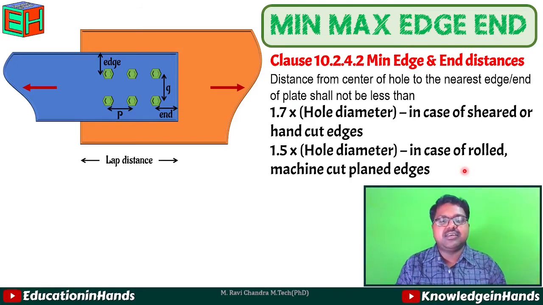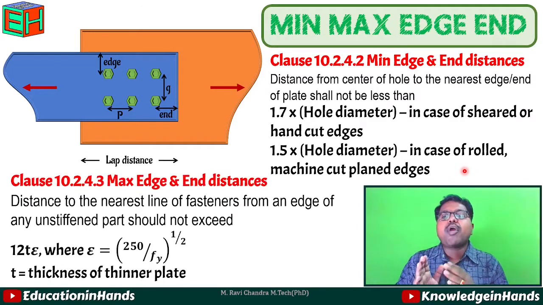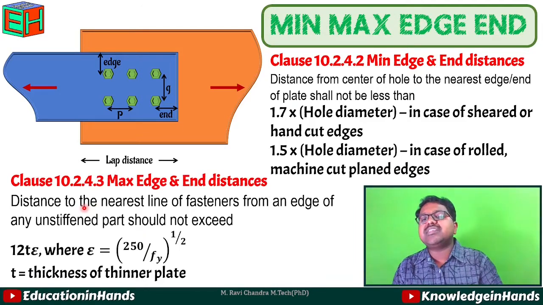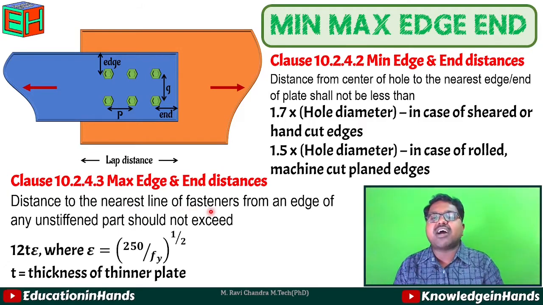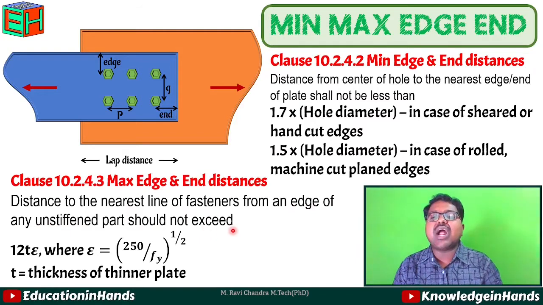If we see the maximum edge or end condition, as per clause 10.2.4.3, the distance to the nearest line of fasteners from an edge of an unstiffened part should not exceed 12 T epsilon, where T is the thickness of the thinner plate and epsilon is (250/fy)^(1/2). So it should not be greater than this.